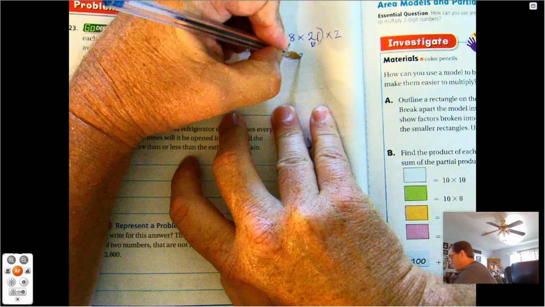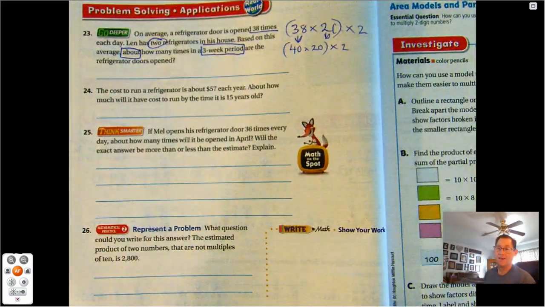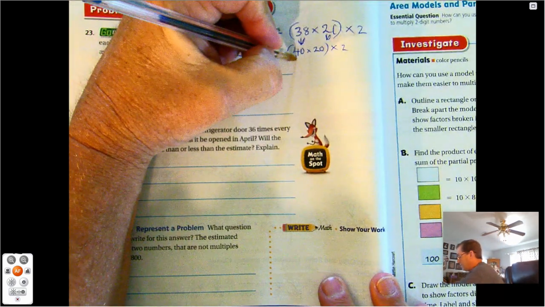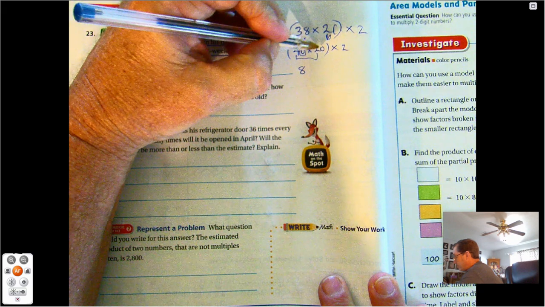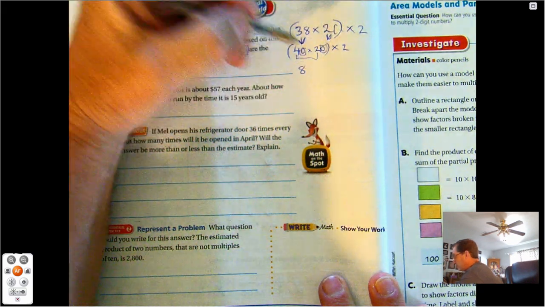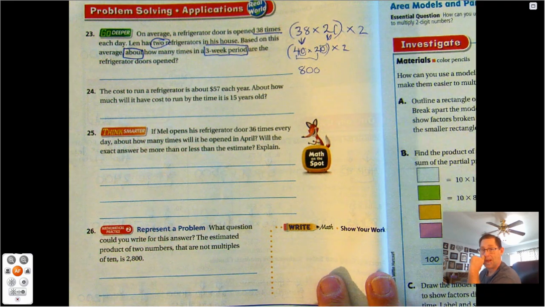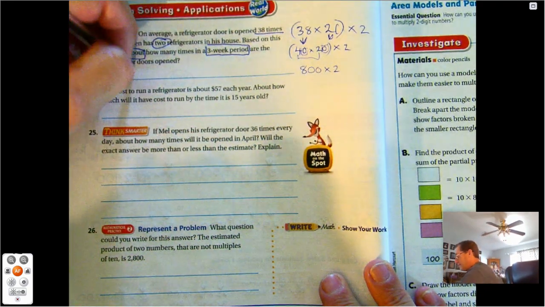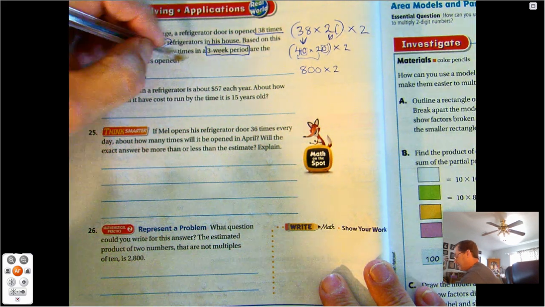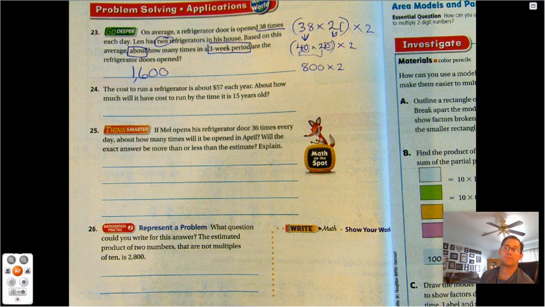Basic math fact of 4 times 2 is 8. There's a 0 in 40. There's a 0 in 20 at the end. So it's 800 times 2. 8 times 2 is 16. And there's 2 zeros in 800. So our product is 1,600. About 1,600 times.